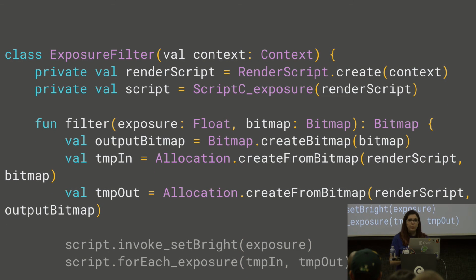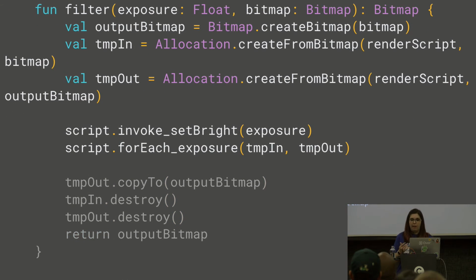So how do we actually run the filter? So in this example, I've got the bitmap that I'm putting in and the exposure value that I want. So I'm creating an output bitmap. And then we have to create these things called allocations. Okay? So this is basically just allocating memory on the heap for you to use and interact with. Okay? So we create an in allocation and an out allocation. And we'll be using these two from our bitmaps.